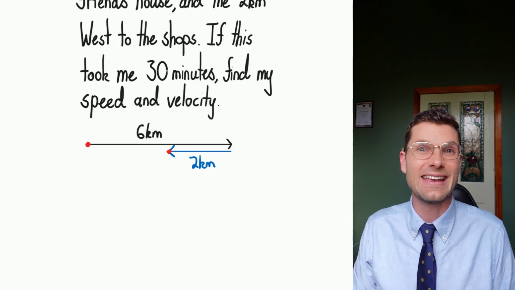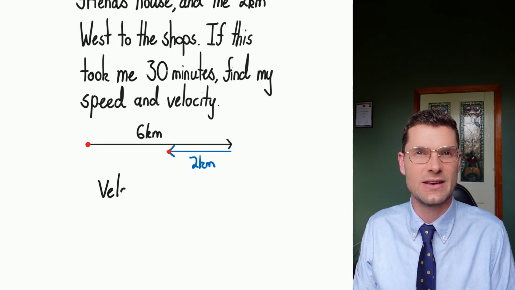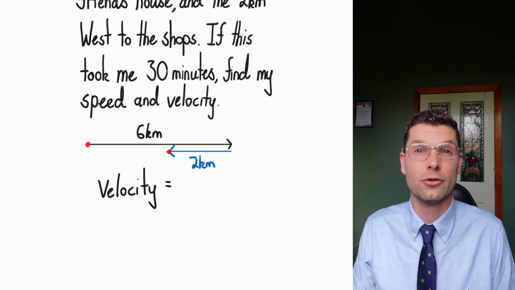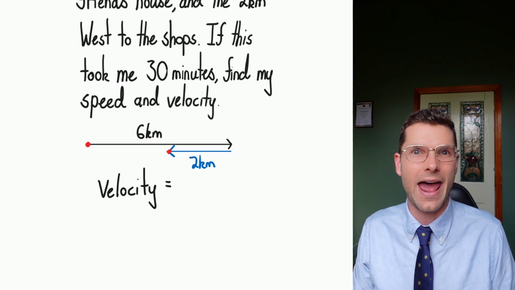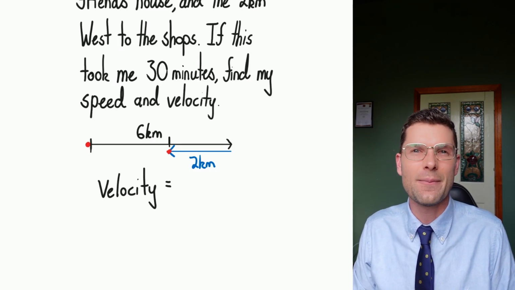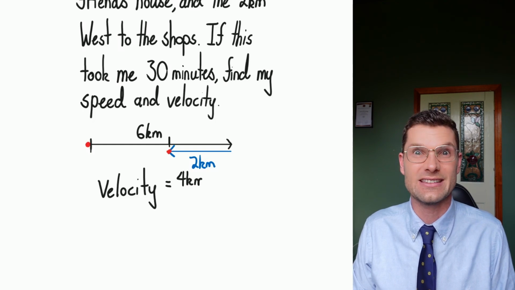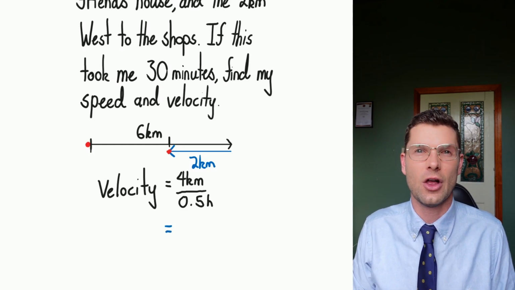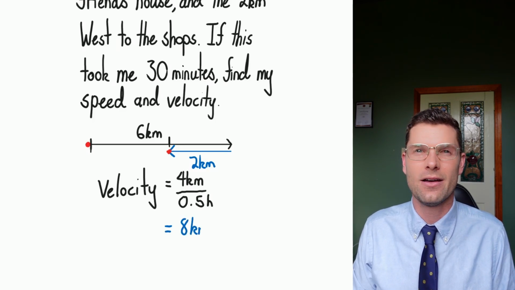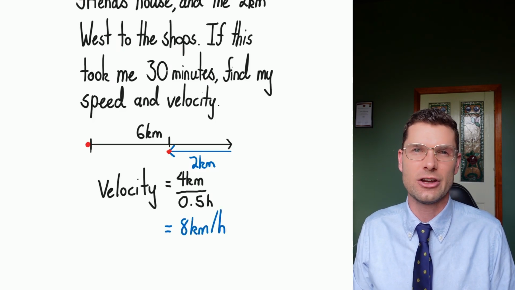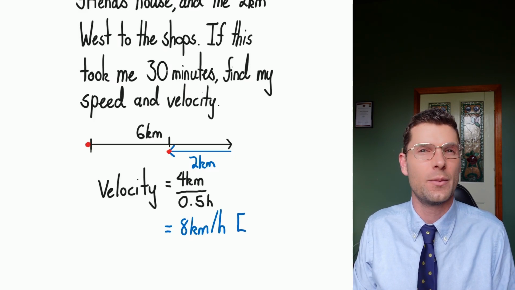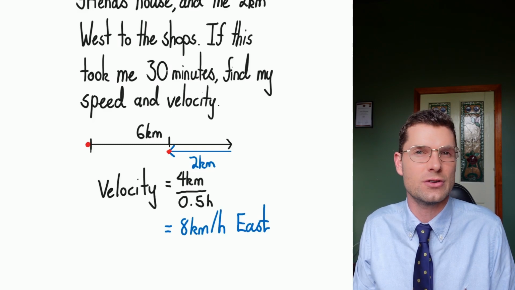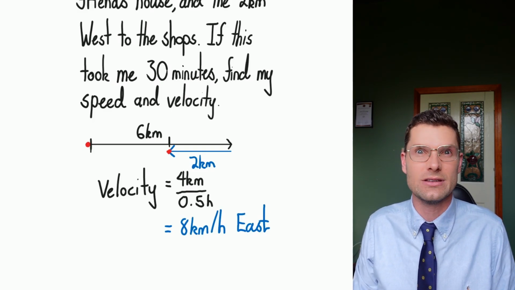However, for the velocity, it is different because my displacement is different to the overall distance. In this example, I've only traveled 4 kilometers east, not 8 kilometers in total. So that means that my velocity is the 4 kilometers east divided by that 0.5 again. So my overall velocity is just 8 kilometers per hour, and I absolutely need to have a direction. So I've definitely gone 8 kilometers per hour east. Again, if you do forget to have that direction, you lose a mark. So it's something that's really important to have.